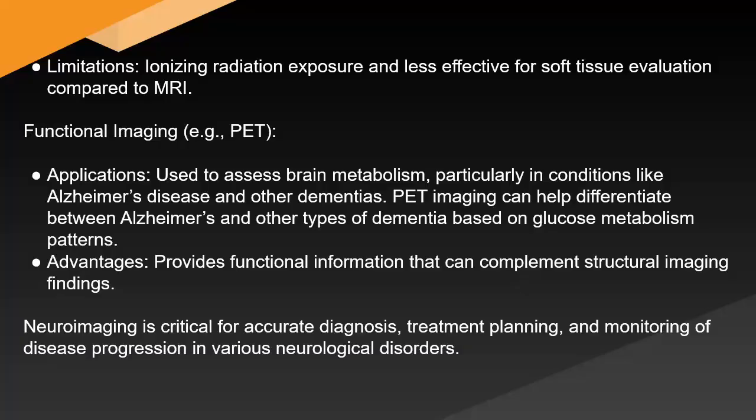Functional imaging, e.g. PET. Applications: used to assess brain metabolism, particularly in conditions like Alzheimer's disease and other dementias. PET imaging can help differentiate between Alzheimer's and other types of dementia based on glucose metabolism patterns. Advantages: provides functional information that can complement structural imaging findings. Neuroimaging is critical for accurate diagnosis, treatment planning, and monitoring of disease progression in various neurological disorders.